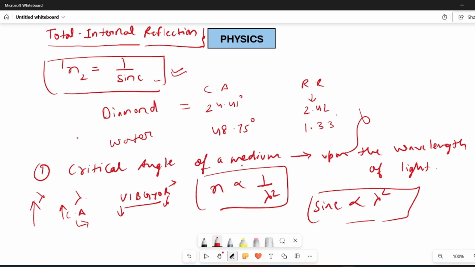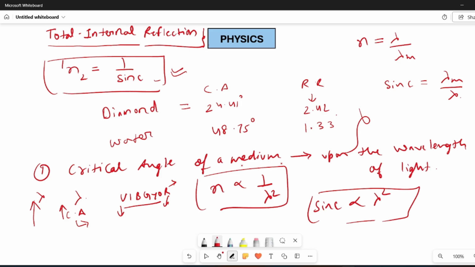Second, I have also told you that whenever you were taking the ratio of absolute refractive index in terms of wavelength, it was coming out as lambda upon lambda m. This also explains the same thing. When you put this value, then for sin C, this value is going to be lambda m upon lambda. Now, critical angle depends upon the nature of the pair of media as well. Greater the refractive index, lesser will be the critical angle.